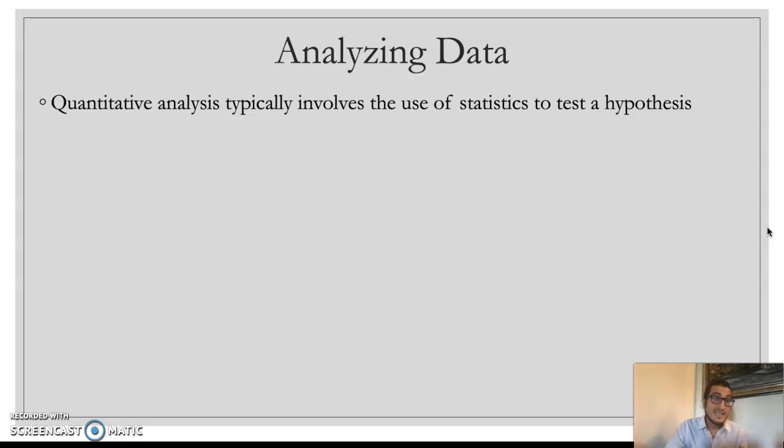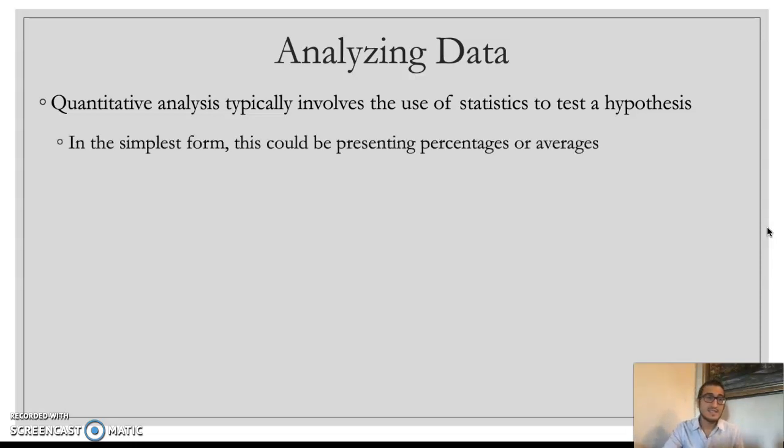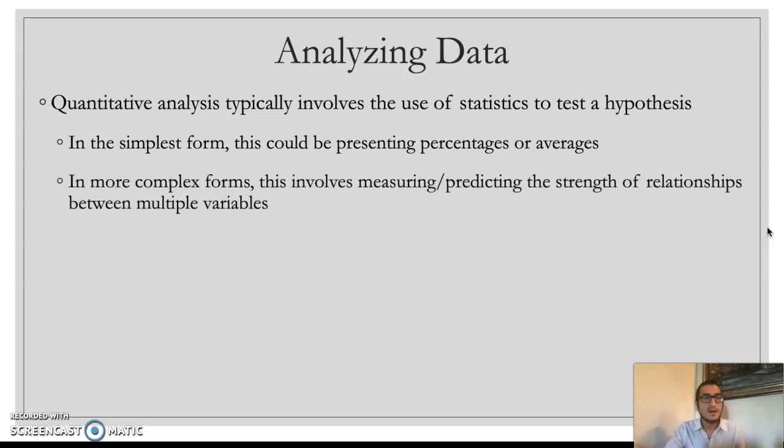When it comes to analyzing data, quantitative analysis typically involves the use of statistics to test a hypothesis, like I said. In its simplest form, this could be calculating percentages or averages across groups. In more complex forms, however, statistical analysis involves measuring and predicting the strengths of relationships between multiple variables.